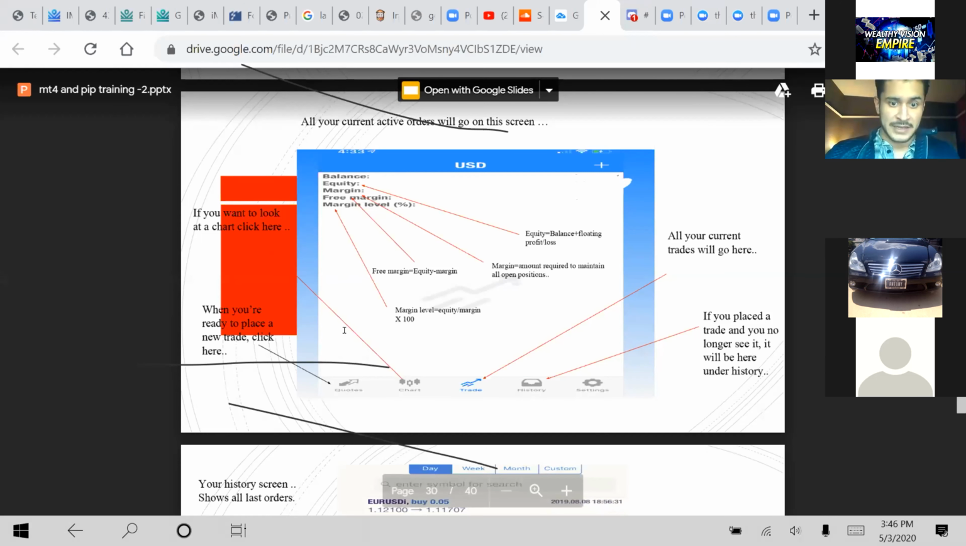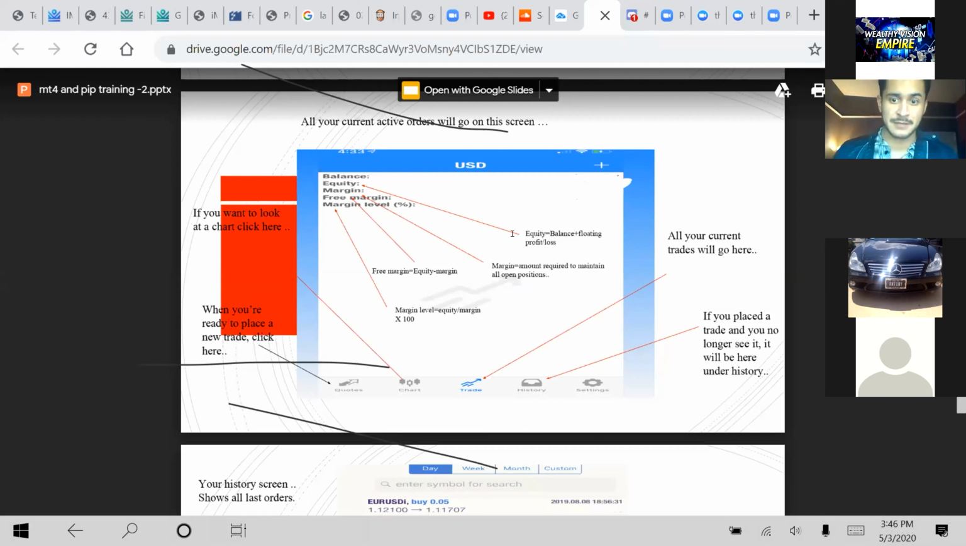And if you want to look at a chart, any specific chart that you're on or just any chart that you want to look at, you would go right here and click on the charts and it would pull up the chart of that currency or that pair that you're looking at. And when you're ready to place a new trade, you would click here and click on the new pair that you're looking for.